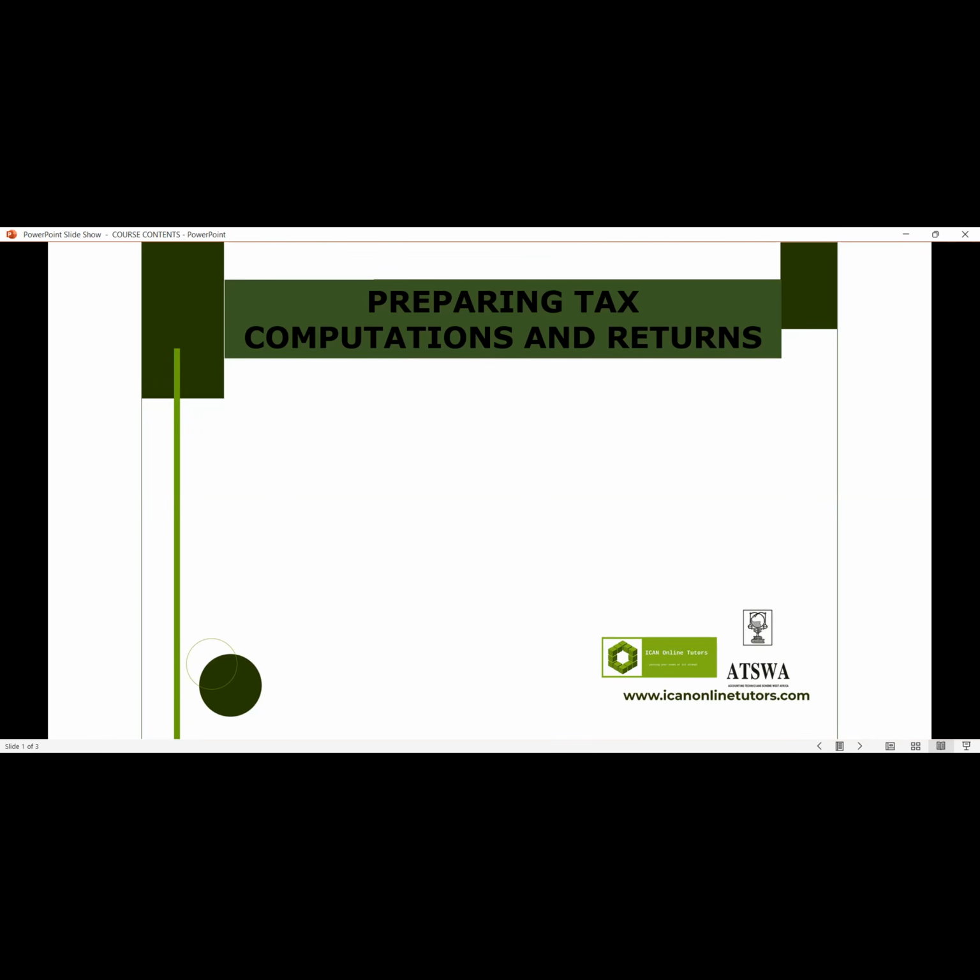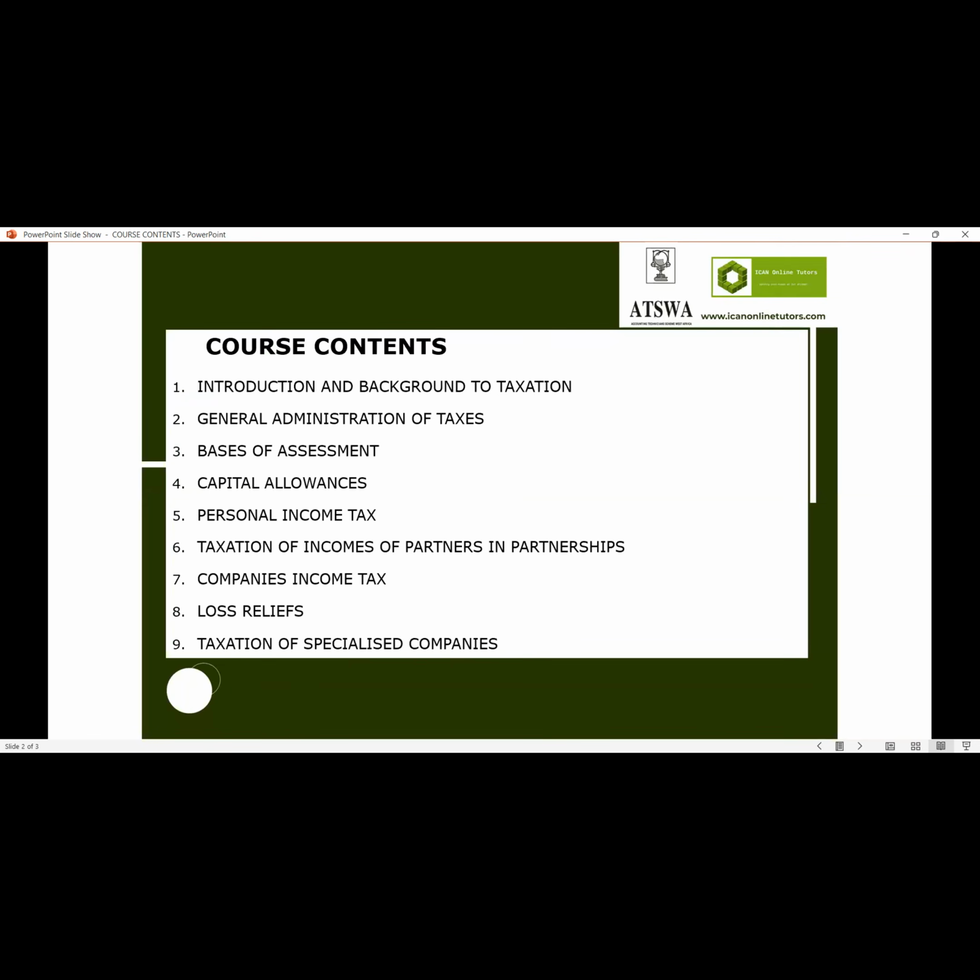our topic of this course, we are going to take ourselves through the course content for these nights. Again, the course is preparing tax computations and returns. Under this course, we are going to look at the following. One, the introduction and background to taxation. Here we are going to look at taxation history in Nigeria, Ghana, and Liberia.